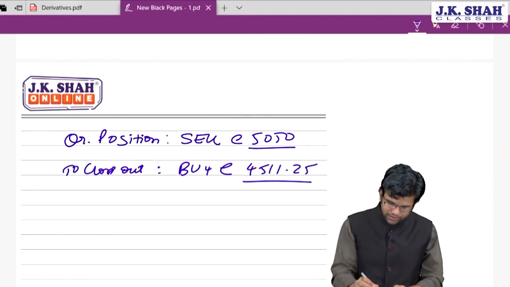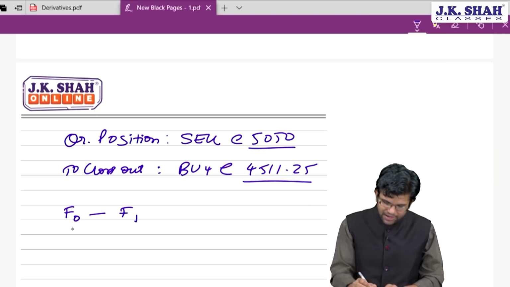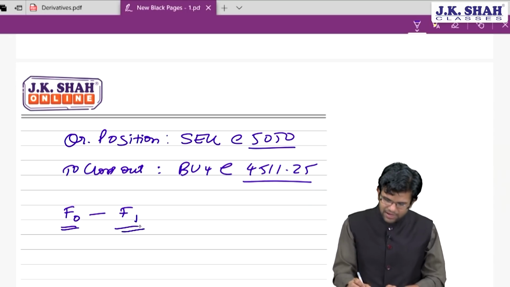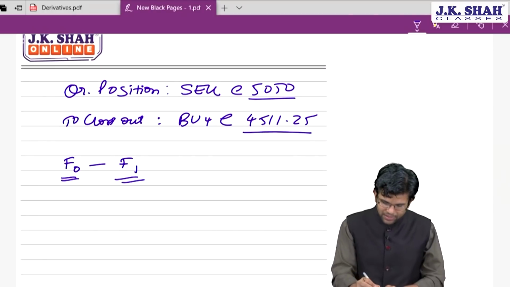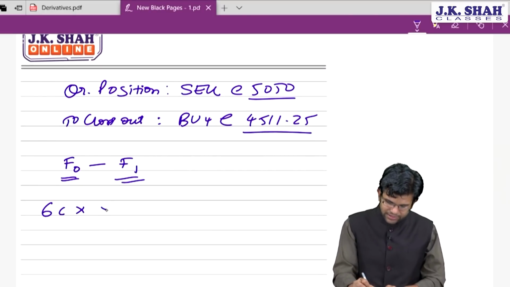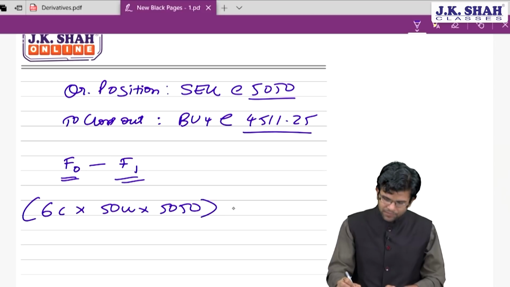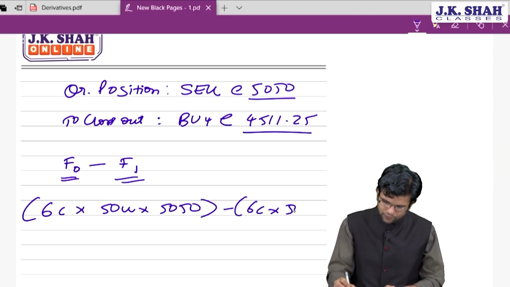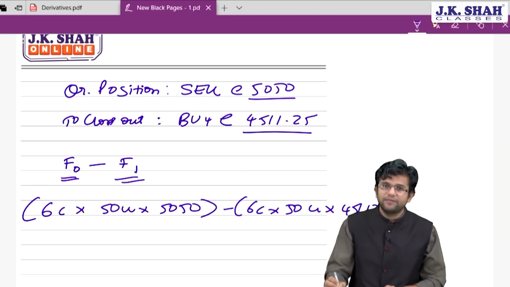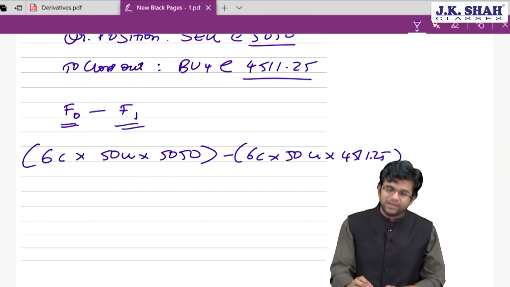So I'll write down now here. It is basically F0 minus F1 only we have to do, correct? At F0 we had agreed to sell, at F1 we are closing out by buying. So it was 6 contracts into 50 units into 5050 points. This was F0 minus 6 contracts into 50 units into 4511.25. Yes. So students, let us do the calculation now.